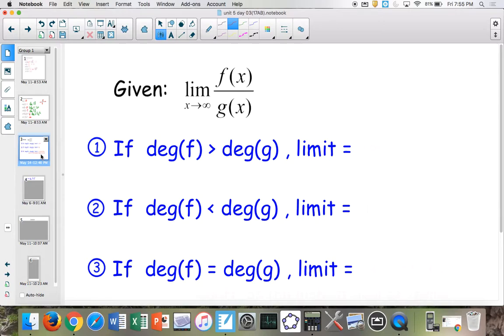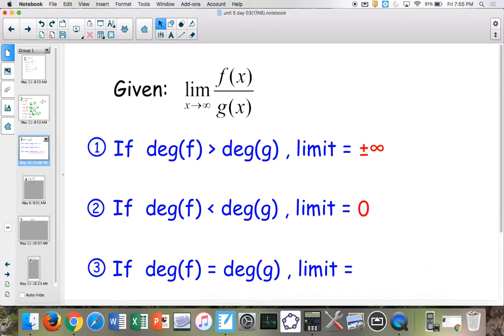So we have some general rules whenever we're doing the limit as x approaches infinity, or negative infinity, of a function f of x over a function g of x, where f and g are polynomials. So in general, if the degree of the numerator is greater than the degree of the denominator, then our values are getting larger and larger and larger. So our limit is going to approach plus or minus infinity. If the degree in the denominator is larger, then our overall limit is going to approach 0.